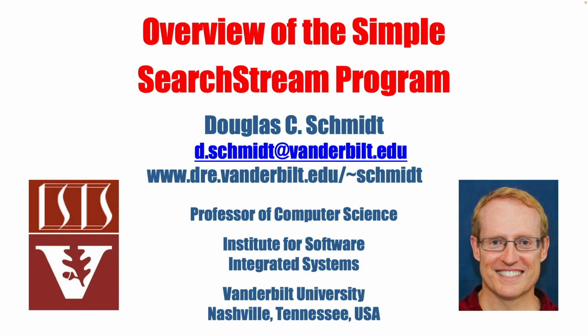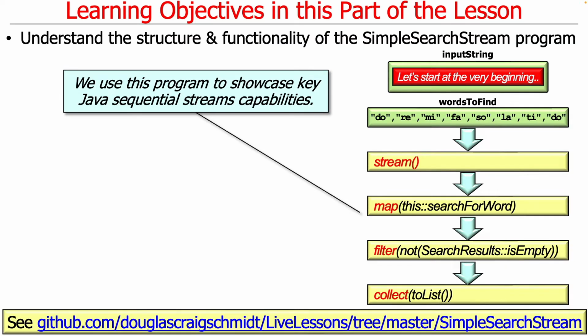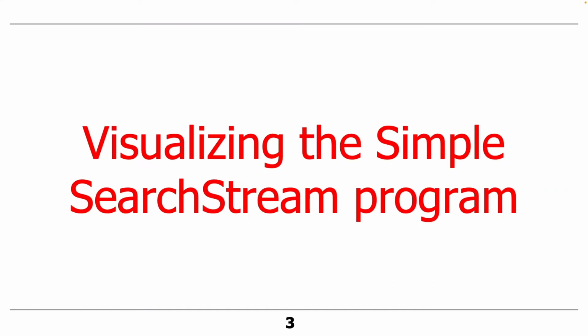All right, so we're now going to start focusing on a more detailed analysis of the Java Streams capabilities. And to do that, we're going to have a simple case study example, which I call the SimpleSearchStream program. And so what we're going to do starting here is give a quick overview of the structure and functionality of this program. And we're going to use this program to show off a bunch of different Java sequential streams capabilities.